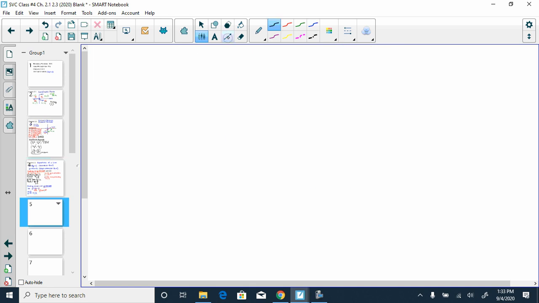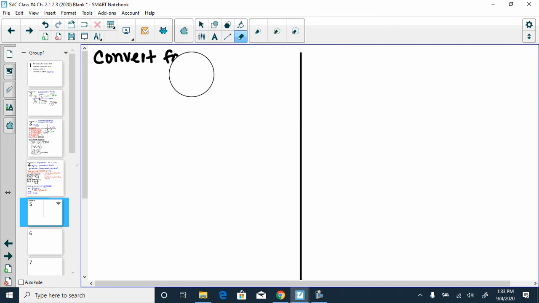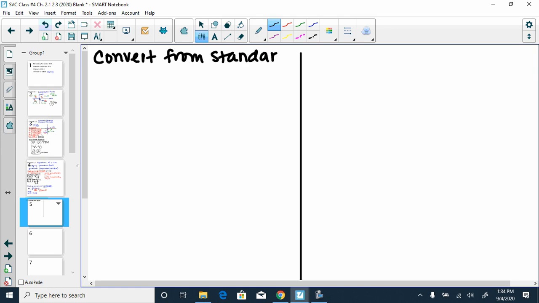All right, so let me draw a line here down the center. And on the left-hand side, we are going to convert from standard to slope-intercept. Oh my goodness gracious, I'm drawing lines now. Sorry, let's have the line tool checked. Convert from standard to slope-intercept. Okay, all right, so couple things.